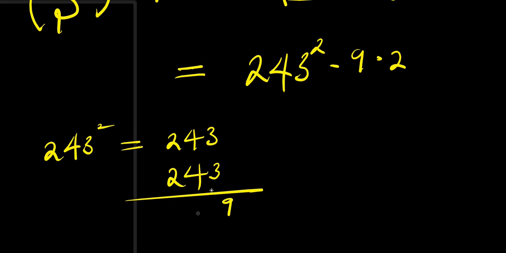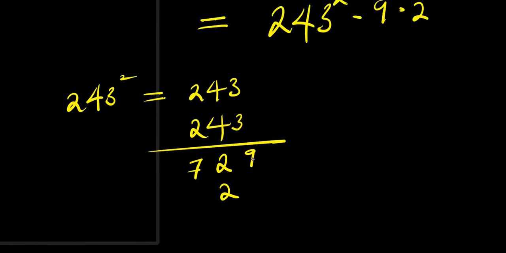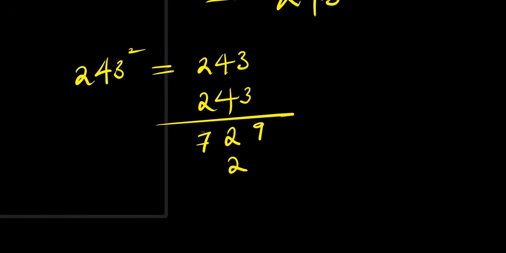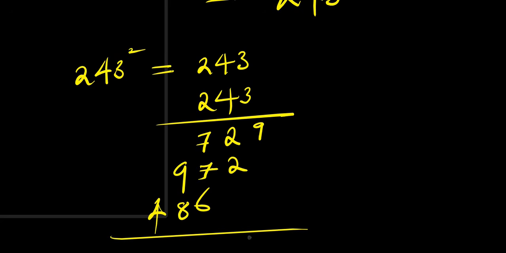This is 9, 3 times 4, 12, 2 carry over 1. 3 times 2, 6 plus 1, 7. 4 times 3, 12 carry over 1. 4 times 4, 16 plus 1, 17, 7 carry over 1. 4 times 2, 8 plus 1, 9. 2 times 3, 6. 2 times 4, 8, 2 times 2, 4.